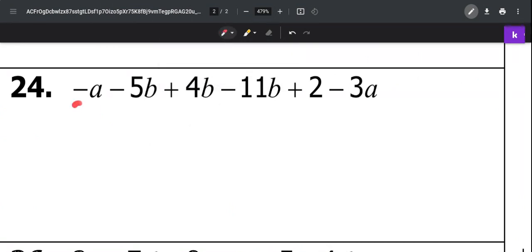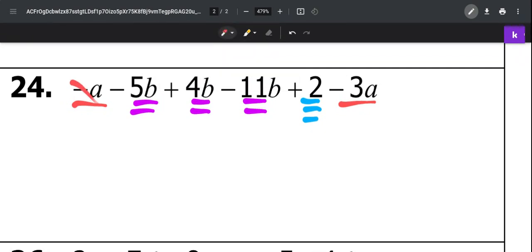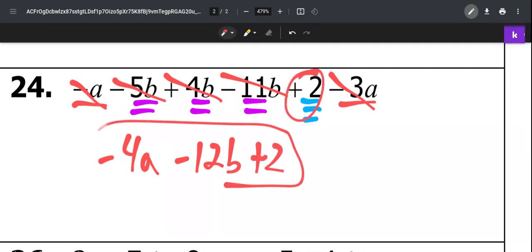Let's see. A's would get an underline. In this case, we'll actually have to make 3 underlines. All right, and then this one would get the third. All right, so then all the A's we add together and cross out. So negative A minus 3A would be negative 4A. Negative 5B plus 4B would be negative 1B. Minus 11B would be minus 12B. And then 2 would be on the end.